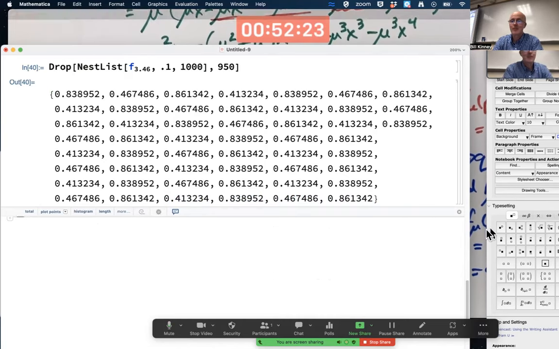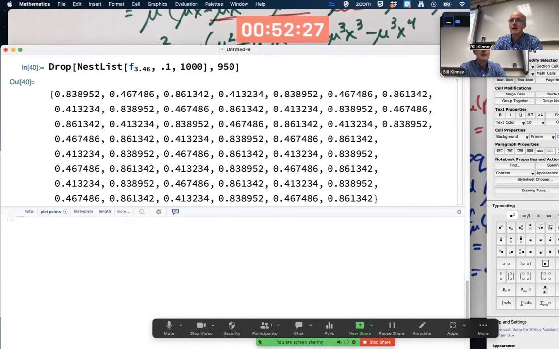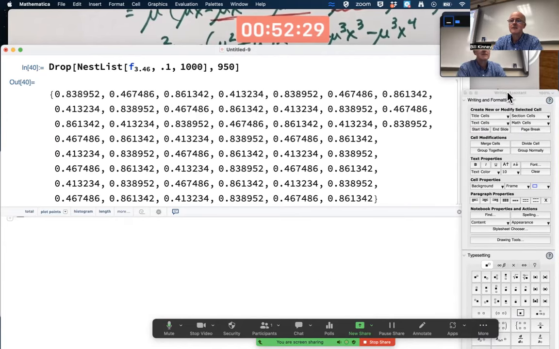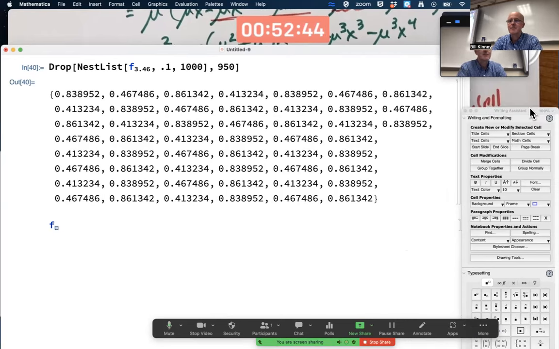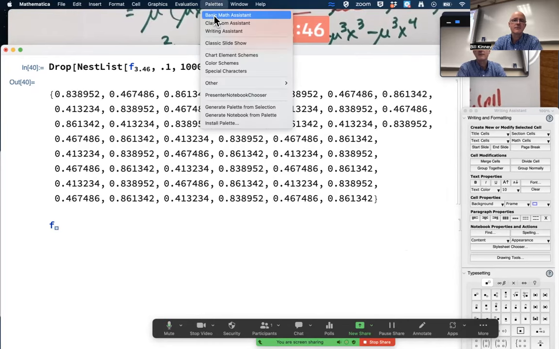Sorry, how do you add a subscript? What do you type as a subscript? It's the writing assistant here. Oh, okay. This button right here. Control minus. And again, this writing assistant you can get from the palettes menu. There's also a classroom assistant and a basic math assistant.